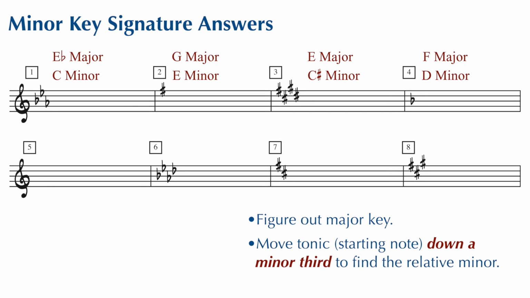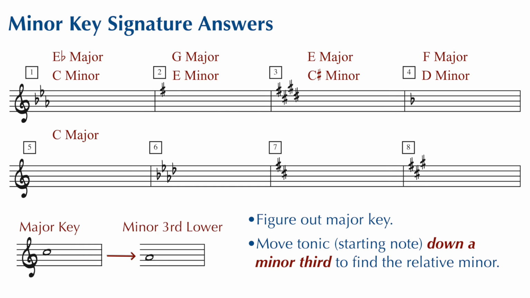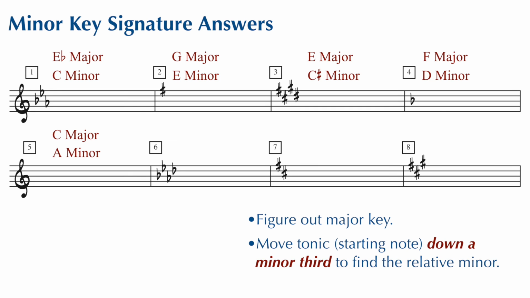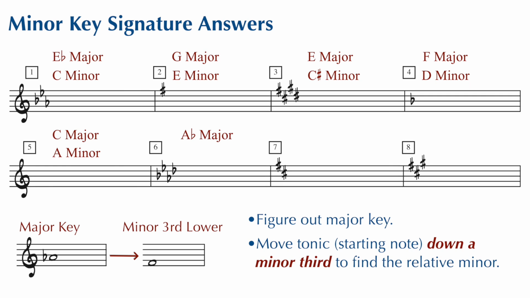Number 5, no sharps or flats in the key signature puts us in the key of C major. Take that C, lower it a minor 3rd, you're on an A. So if there's no key signature and it's in a minor key, you're in the key of A minor. Number 6, 4 flats in the key signature puts us in the key of A flat major. Take an A flat, lower it a minor 3rd, you're on an F. So 4 flats in the key signature puts us in the key of F minor.